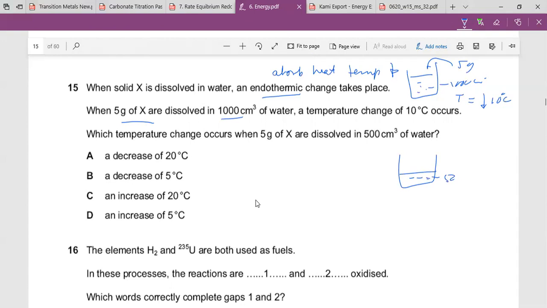It's now 500, with the same 5 grams. Of course, the temperature will still drop, but it's over a smaller volume. So the temperature will drop more, 2 times more. This is the same heat absorbed over a smaller volume. So you need to look at the question carefully. Decrease by 20.